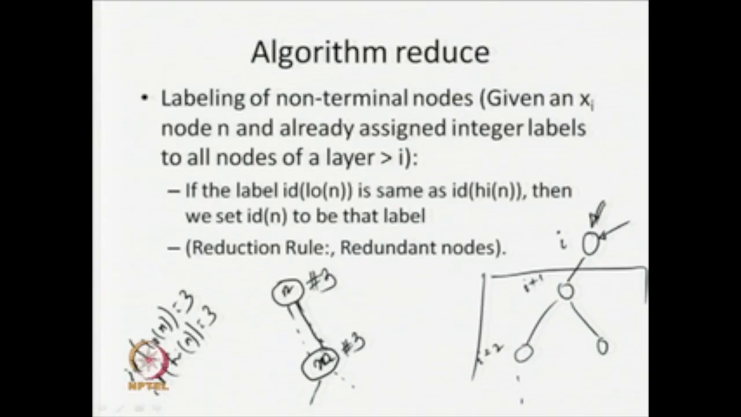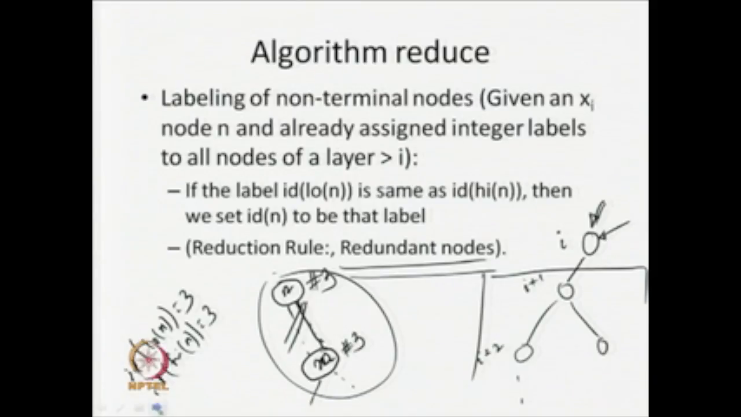What basically it means is that in the next phase we are going to merge them together. These will be merged together because they have the same label, and this is nothing but the reduction rule of redundant nodes, the removal of redundant nodes, because here I have a redundant test: for both 0 and 1, it gives the same sub BDD. So, if the ID of low n and the ID of high n are the same, then n will get that same label. Okay. So, we are putting an integer label, and basically it is going to help us use this reduction rule, removal of redundant nodes.